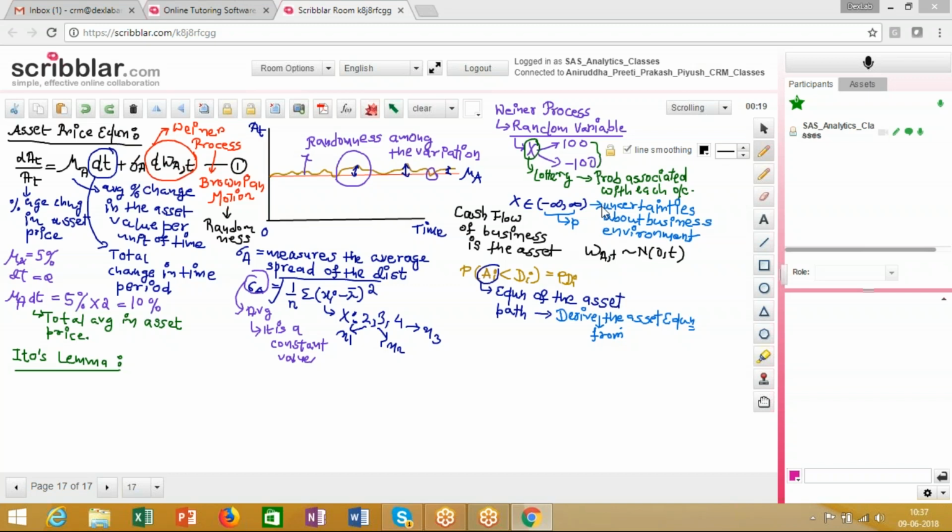Anirudh. Okay, great. So before going into Ito's lemma, let me give you a brief idea of what derivatives are. Otherwise, you'll not be able to get the idea as to how this model is developing. Okay.